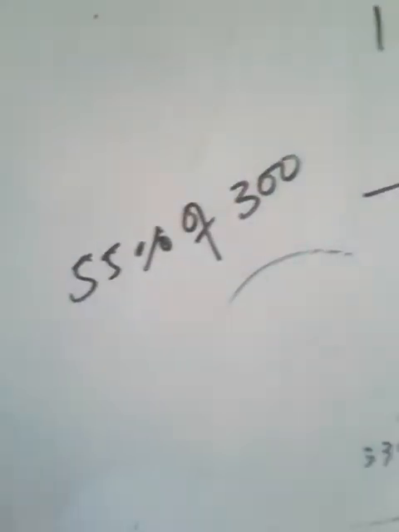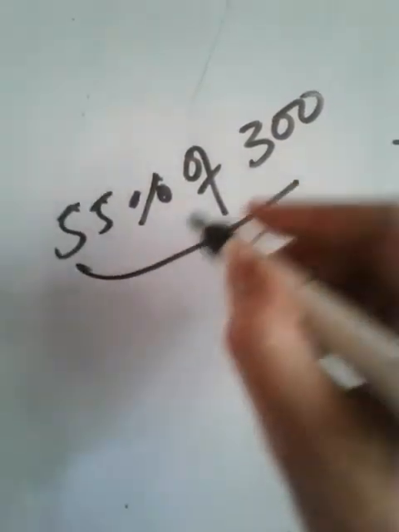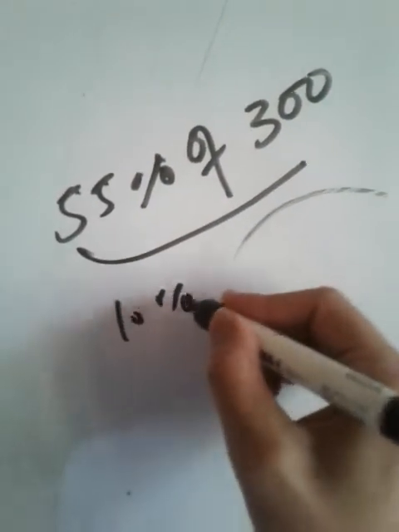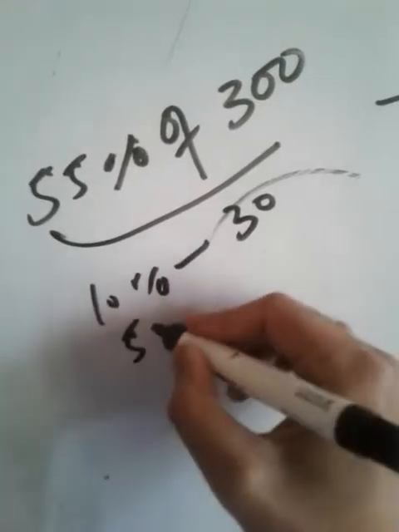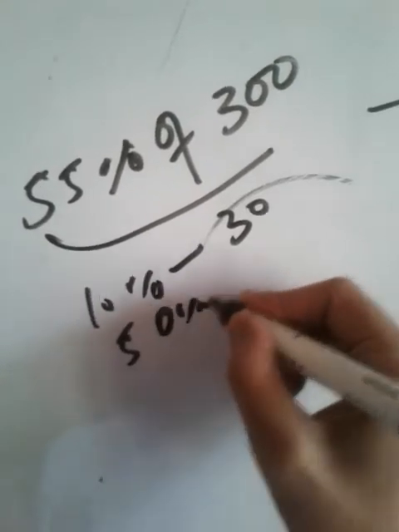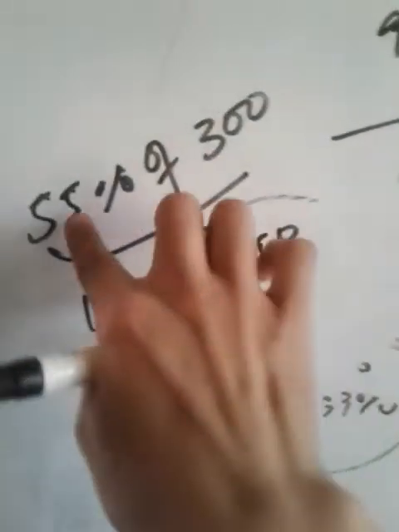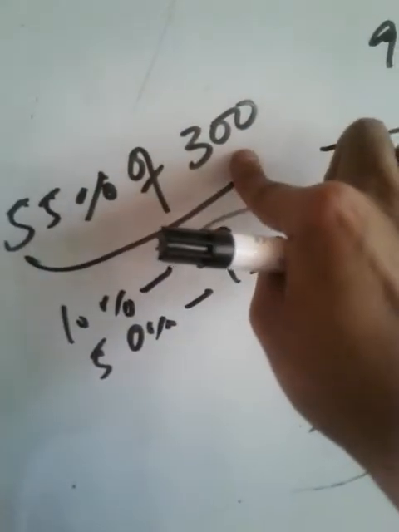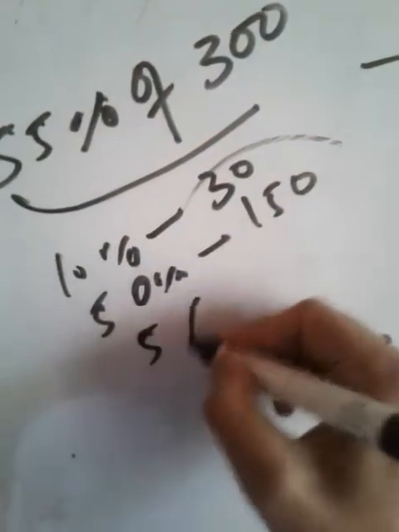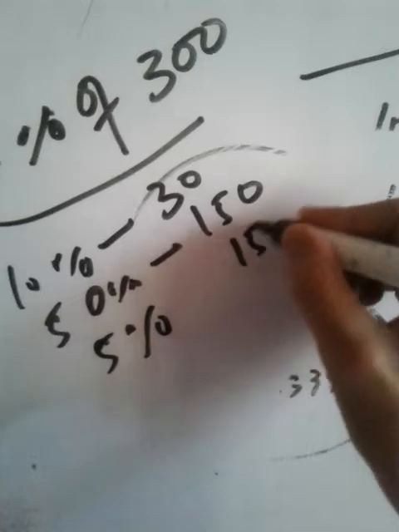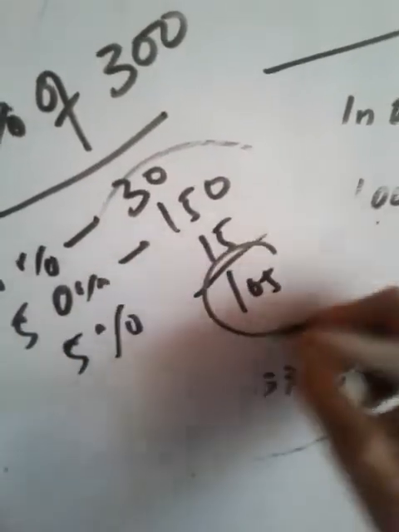So 55% of 300, how can you find it? Two methods. One: 10% is 30. Multiply by 5, this is 50%. 50% is 150. So further you need 5%. If 10% is 30, 5% is 15. So add 5%, this is 15. So this is 165.